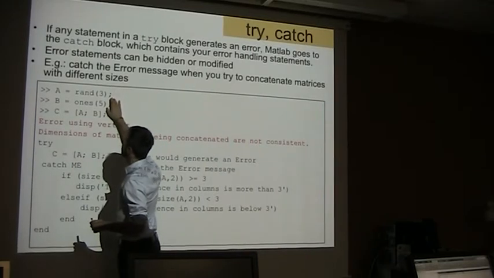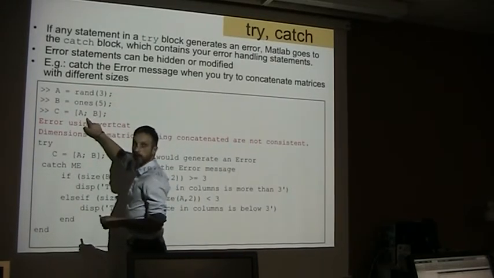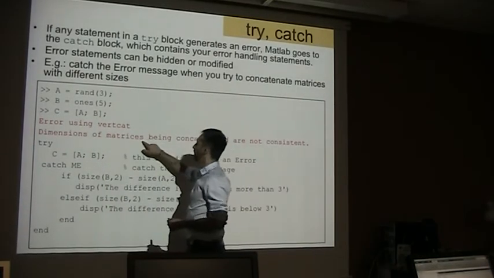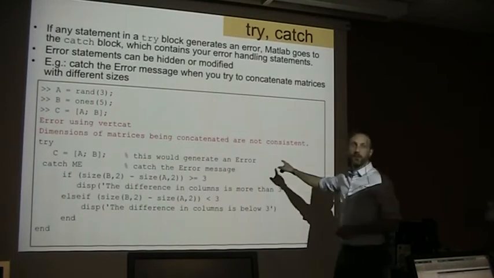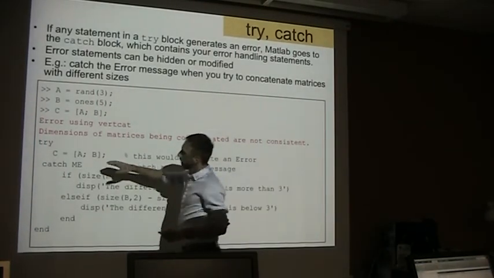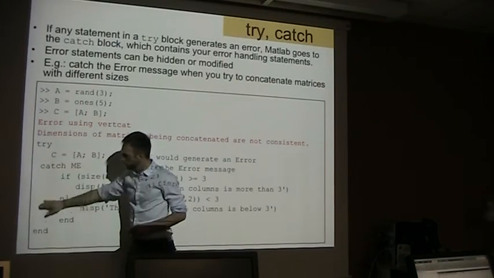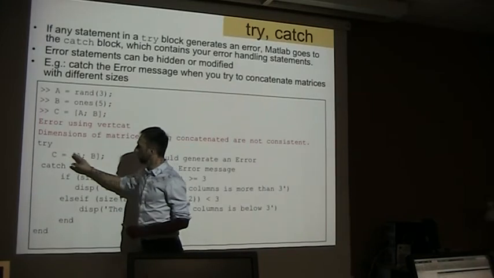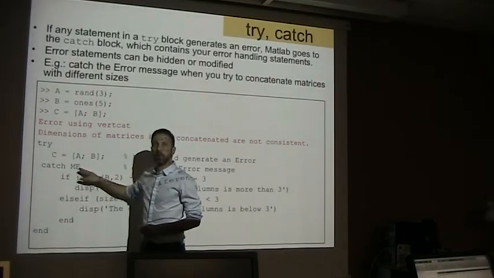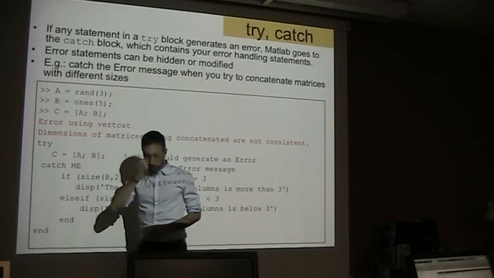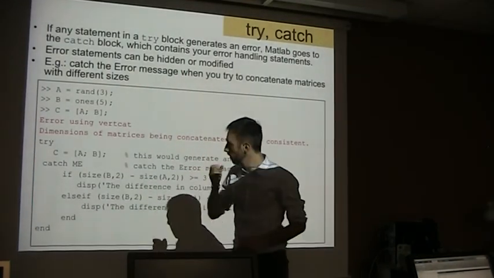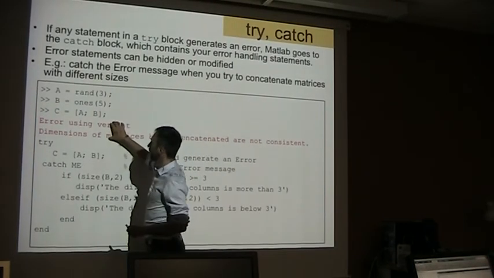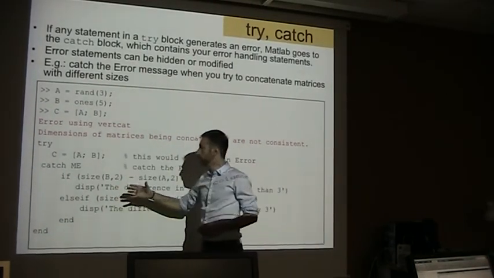These are two matrices of different sizes, and therefore the vertical concatenation is not working. It gives me an error: Error using vertcat, dimensions are not consistent. Now, instead of doing this, I run this, and I tell it, try this, and if it doesn't work, catch the message. This stands for message, not actually error, but exception, I think. But anyway, what it does is it catches exactly this here, and then I can modify it.